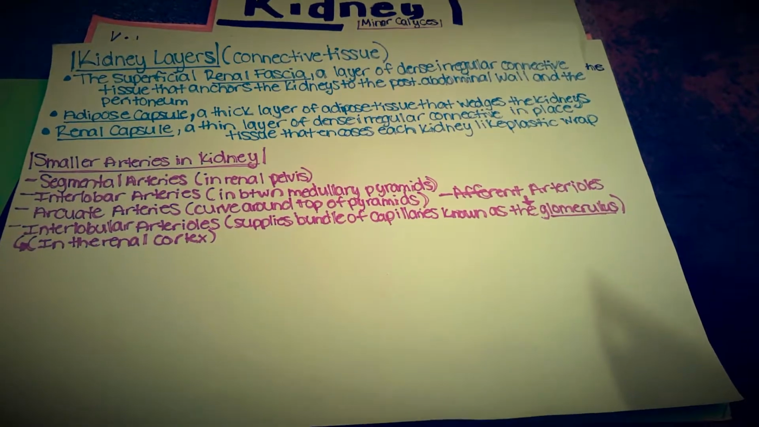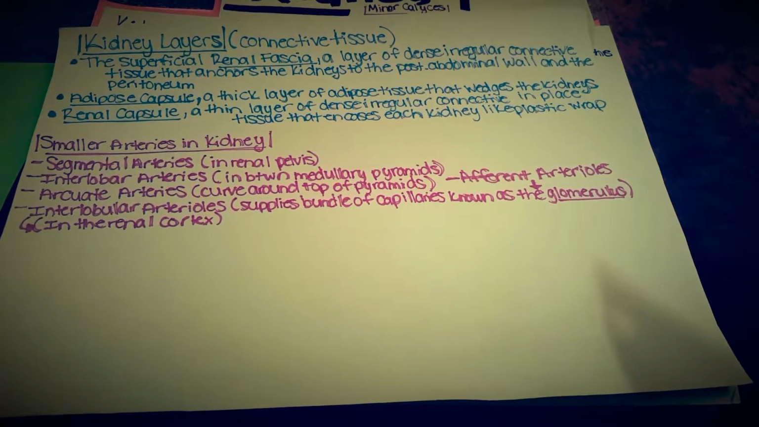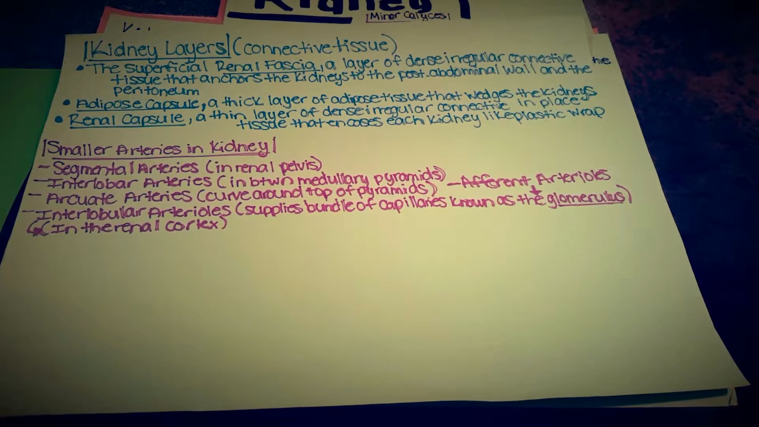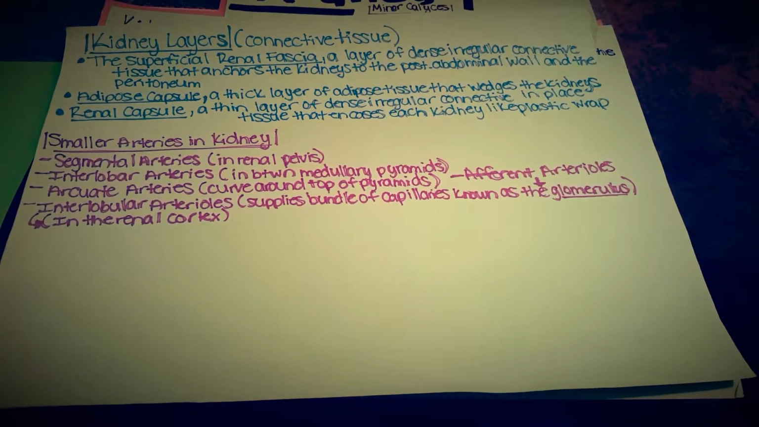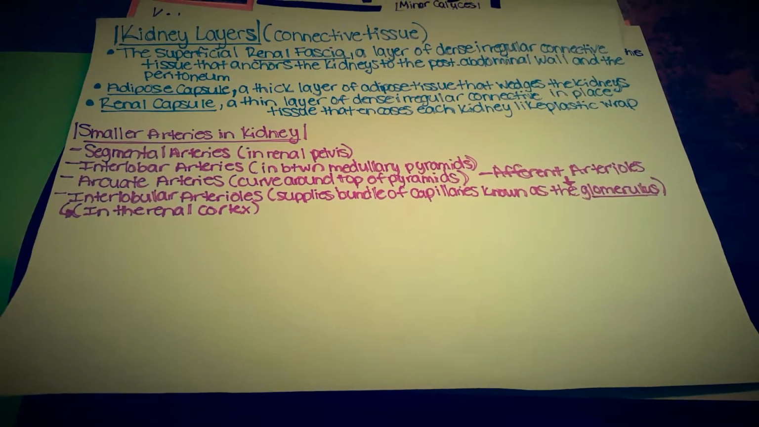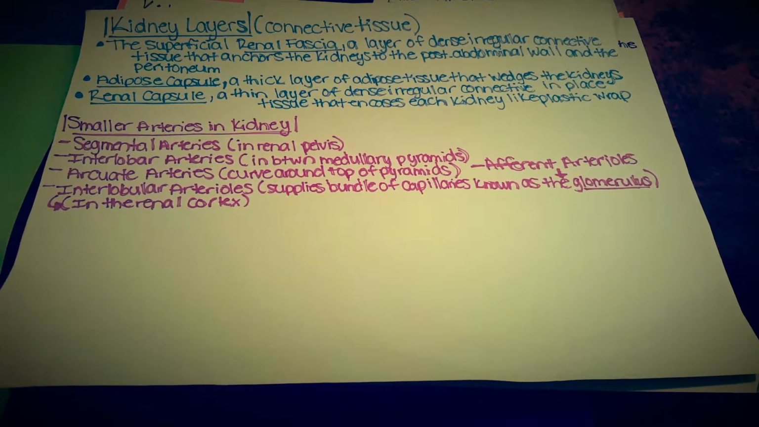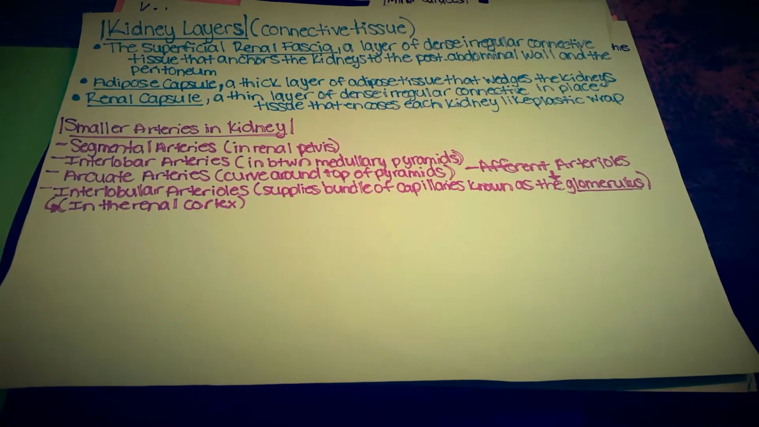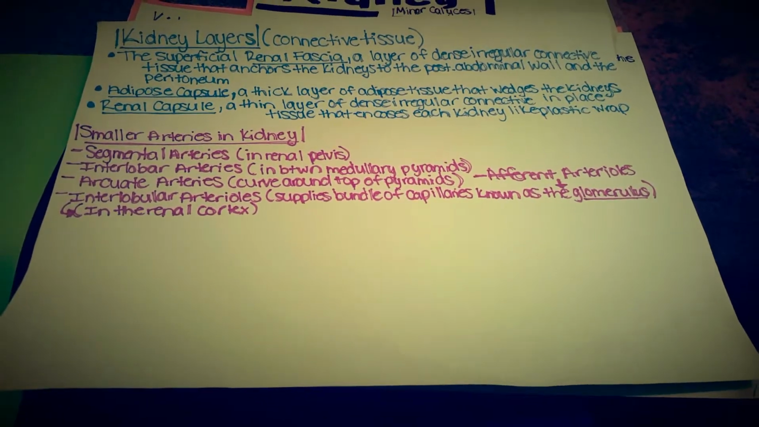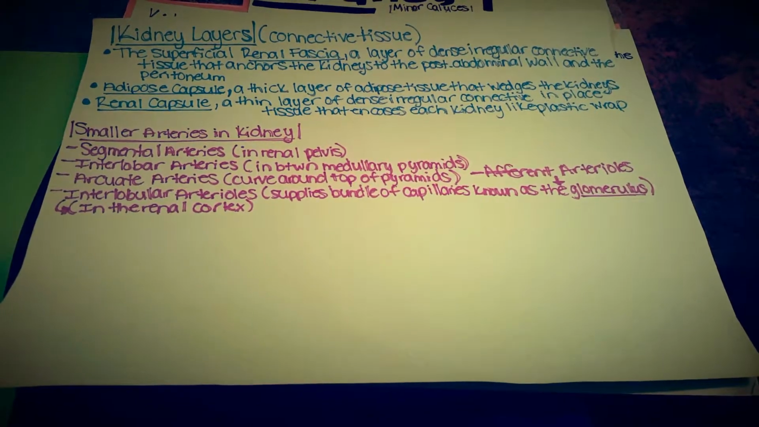As we move on, the pair of kidneys are against the posterior body wall, posterior to the peritoneal membranes, meaning that they are retroperitoneal. Externally, they are encased with 3 layers of connective tissue: the renal fascia, which is a layer of dense irregular connective tissue that anchors the kidneys to the posterior abdominal wall, the adipose capsule, which is a thick layer of adipose tissue that holds the kidney in place, and the renal capsule, which is a very thin layer of dense irregular connective tissue.